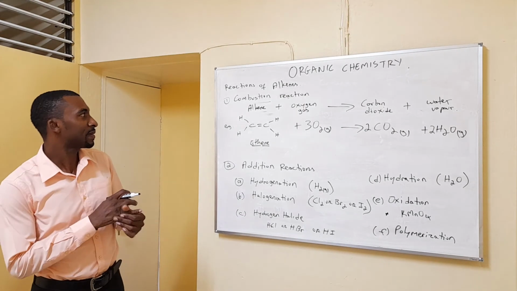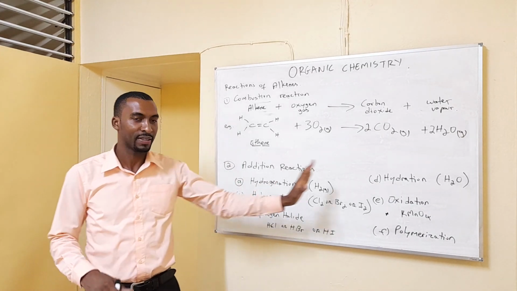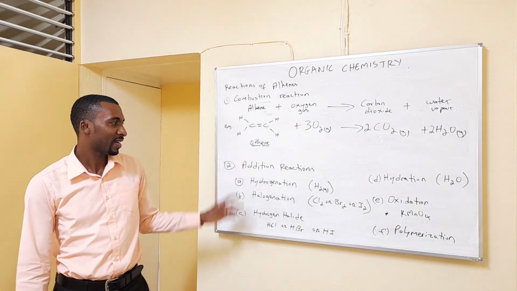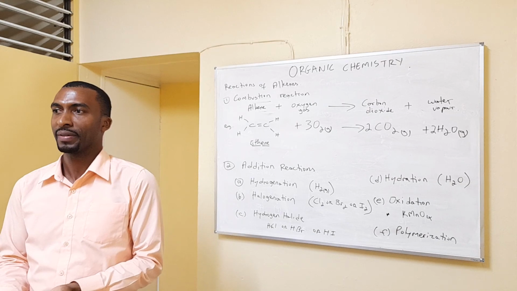Alright, so 2 major types of reaction, the combustion and the addition reactions. And you can see the addition reactions are really broken down into several different types of addition reactions. So basically addition reaction, 2 molecules coming together to form one larger molecule. Alright?